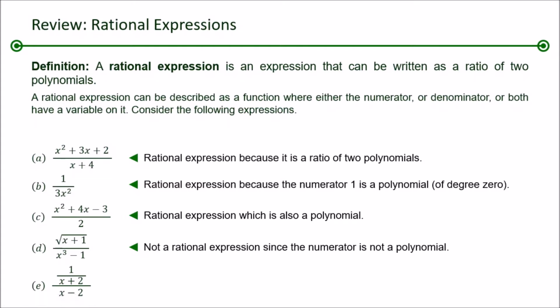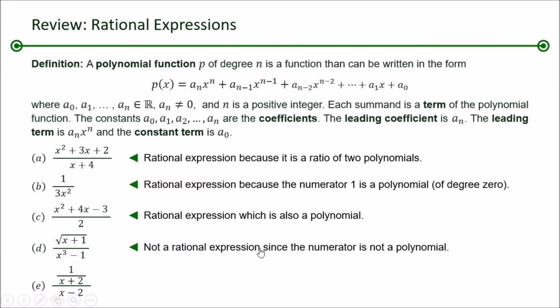To understand why this is, let's try to recall the definition of a polynomial. A polynomial function p of degree n is a function that can be written in the form p of x equals a sub n x raised to n plus a sub n minus 1 x raised to n minus 1 plus a sub n minus 2 x raised to n minus 2 plus and so on plus a sub 1 x plus a sub 0, where a sub 0, a sub 1, and so on up to a sub n are elements of the real numbers, wherein a sub n is not equal to 0, and n is a positive integer. Each summand is a term of the polynomial function.